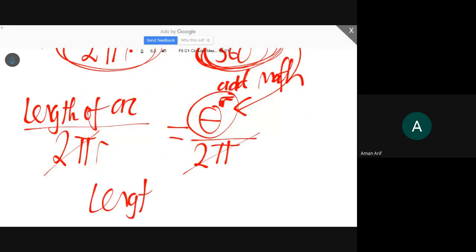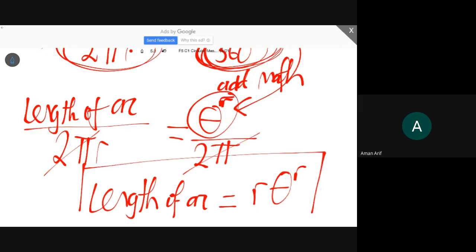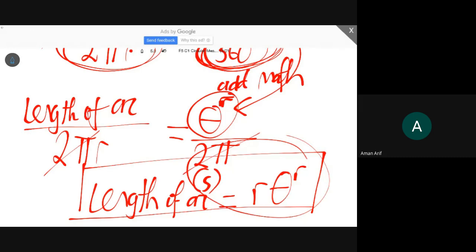Length of arc equals r theta radian. This is your formula, guys, in AdMaths. Ini adalah formula yang kamu dapat. Tengok, sangat senang saja nak buktikan. Very easy to prove the formula, you see? I prove for you already how they get this formula. Can you understand, guys? Boleh faham macam mana dapat formula ni? Dari kaedah matematik modern. From the modern maths method.